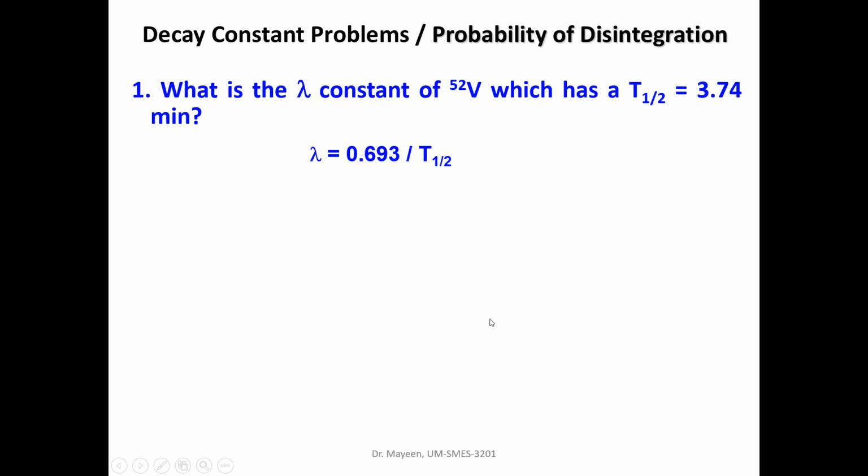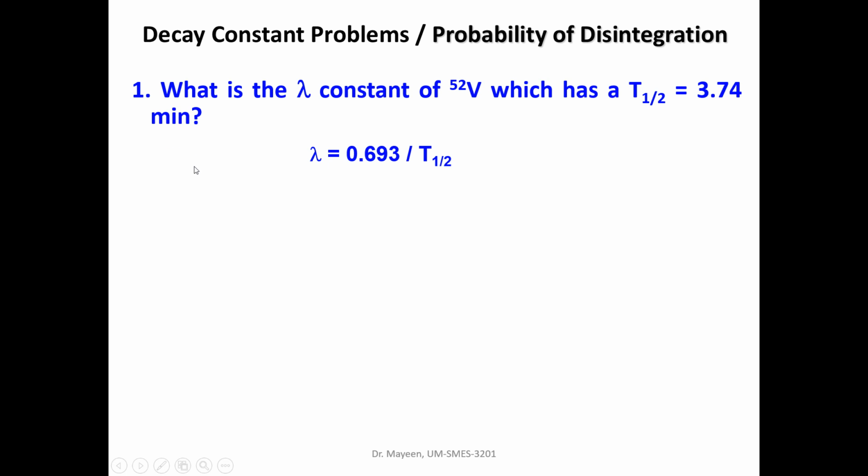We will talk about the problem related with the decay constant or probability of disintegrations. So let's do that with the first problem. That is, what is the decay constant of vanadium, which has a half-life equal to 3.74 minutes. I mean, we are given a problem, and they are asking us to calculate the value of the decay constant, and we are given a particular element with a half-life equal to 3.74 minutes.